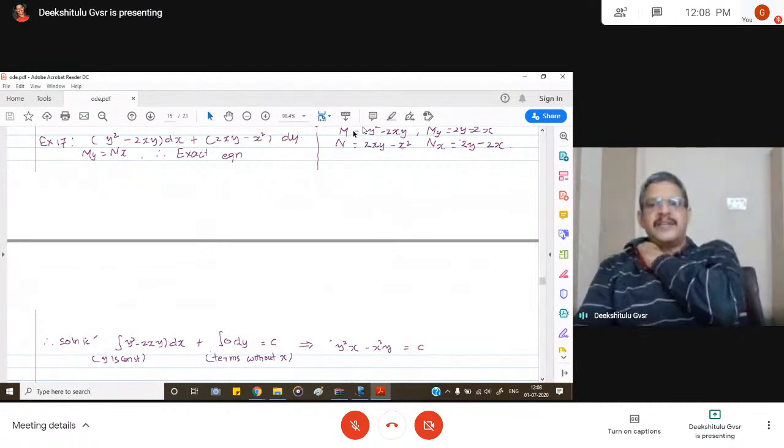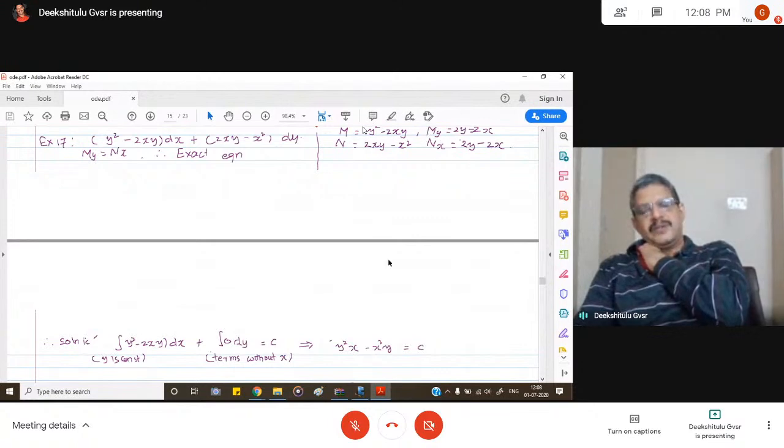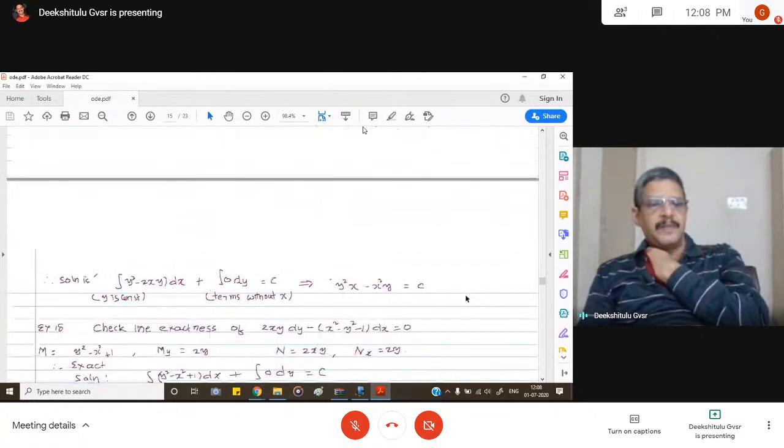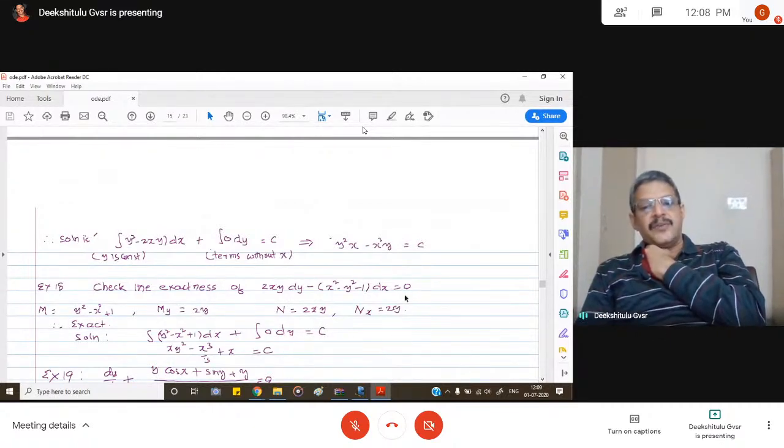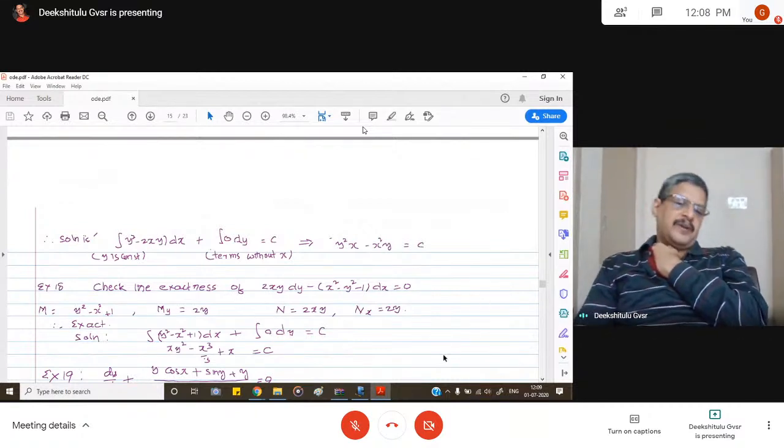Only thing you have to check is this condition, dou m by dou y is equal to dou n by dou x. Check the exactness of 2xy. Maybe it may be asked as, is the equation exact? Or you cannot say exact but linear, linear but not exact, so discuss the nature of the differential equation. Option A, exact. B, linear but not exact. Exact but not linear. Maybe different options. We have to pick out the right options for this.